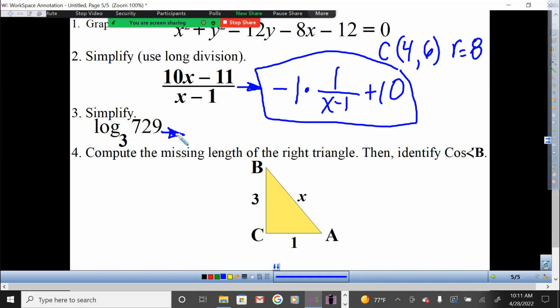Number 3. Marco, what'd you get for number 3? Y equals what? 6. Hands, if you got that? Looks about right. Now number 4, x is approximately and x is exactly. Let's start with the exactly. Pass someone, please.